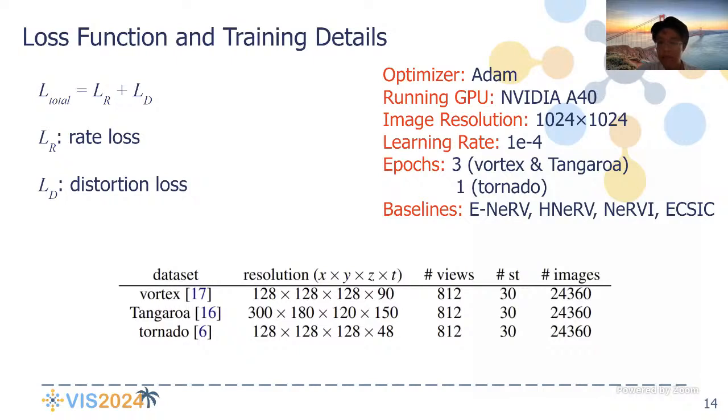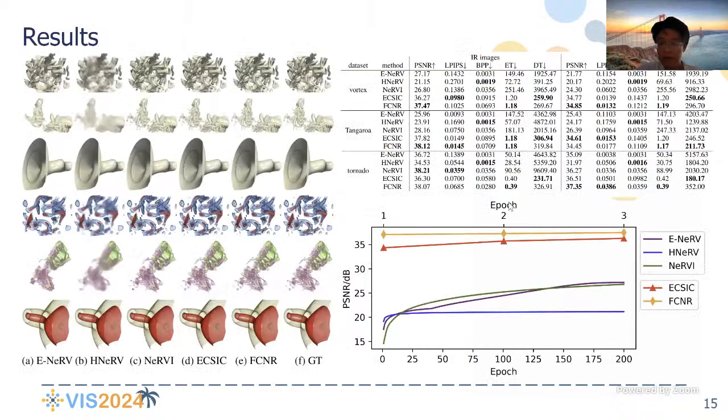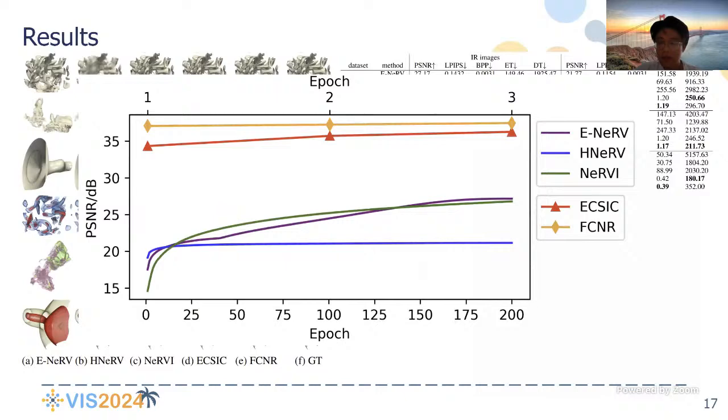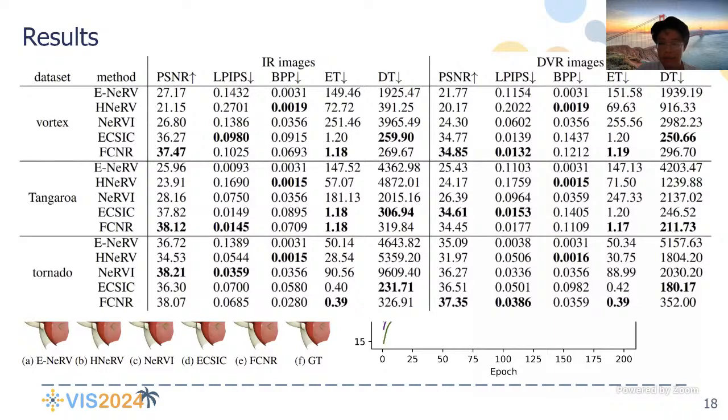We compare FCNR with 3 INR-based methods, eNeRV, HNeRV, and NeRVI, and 1 stereo image-based baseline, ECSIC. Here is an overview of the results. From the image, we can see that FCNR reaches much better compression quality than INR-based methods. Though the visual quality of FCNR and ECSIC are similar, we can conclude from the figure that FCNR reaches higher PSNR in every epoch, and the table shows more quantitative results.